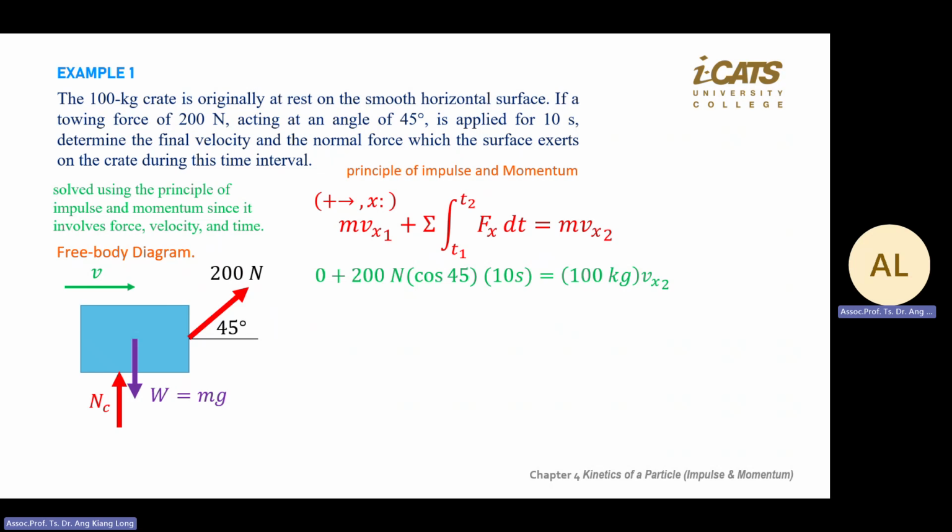Of course, when it comes to your test 2 or final exam, time will not be given. You need to find the time as part of your analysis steps. If the time is not given, you just maintain the unknowns, t2 minus t1, in place of the 10 seconds here. Then you get equation 1. Then you do the x direction, you get equation 2. Then you solve for the unknowns. So you solve for the Vx2. You do the same for the y direction, and you will get Vy2.